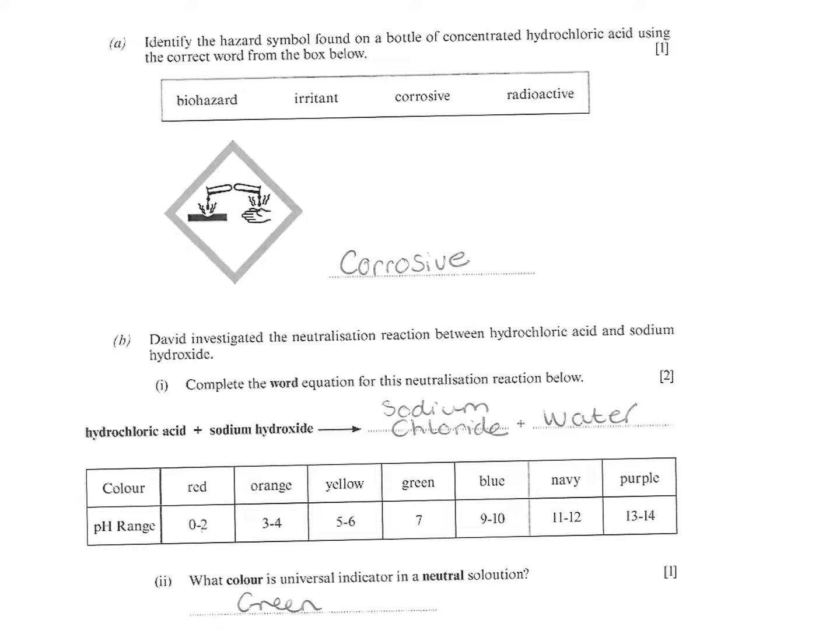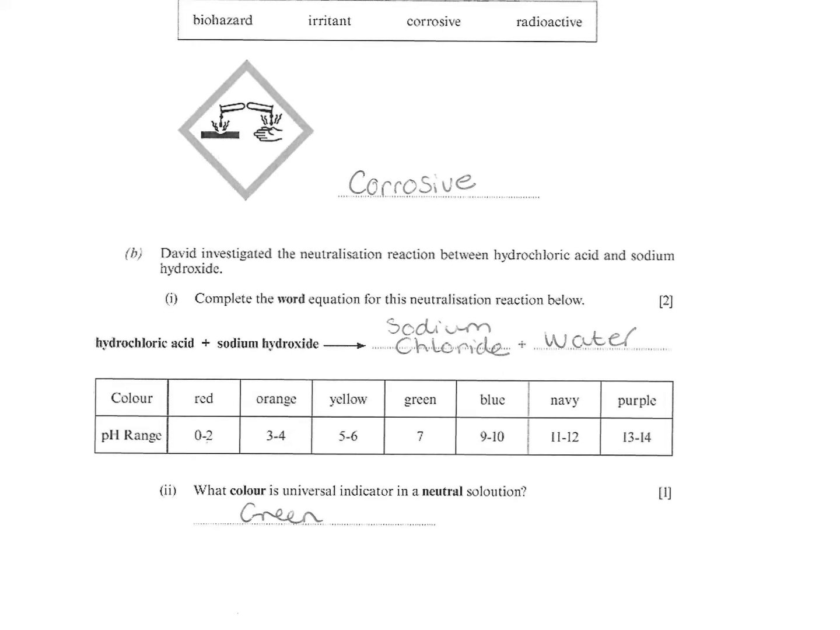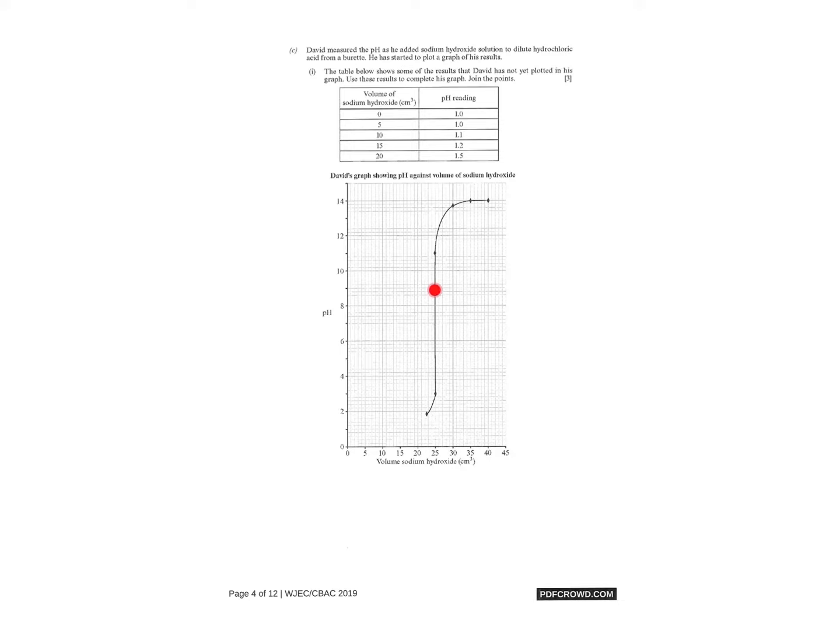Then just a picture, and it says pick from the words what that represents. That's corrosive. Then a fill in the missing words: hydrochloric acid plus sodium hydroxide makes sodium chloride plus water. Neutral is green. Then you've got a pH scale, some readings and a graph to show it.